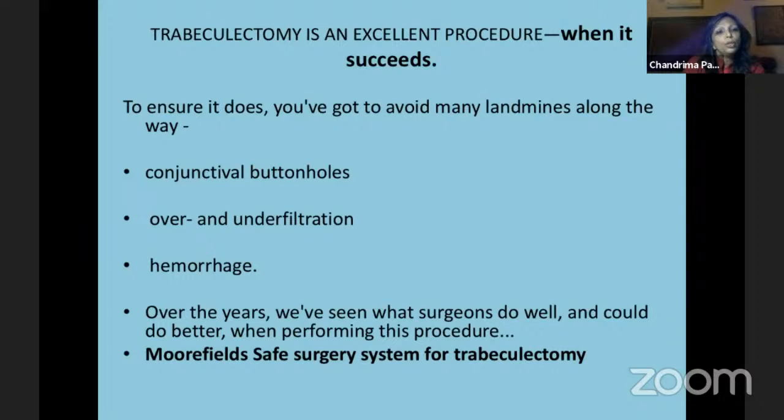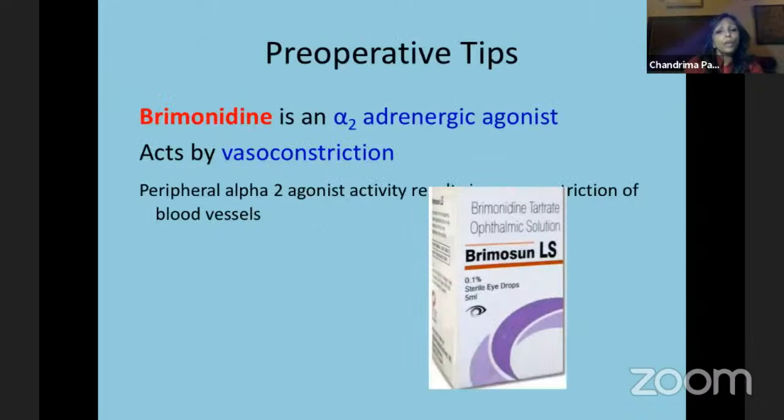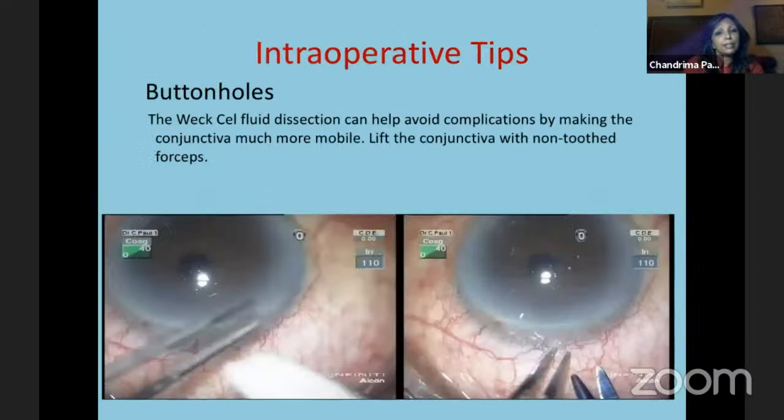With that, I move on. Trabeculectomy is an excellent procedure when it succeeds, and to ensure that it does, you've got to avoid many landmines along the way. That's conjunctival buttonholes, over and under filtration, and hemorrhage. And over the years, we've seen that surgeons do well and could do better when performing this procedure, and in came the Moorfields Safe Surgery system of trabeculectomy. I have no financial interest here, but if you instill a drop of brimonidine into your conjunctival sac just before you start operating, it could help you see your way through the bleeding blood vessels.